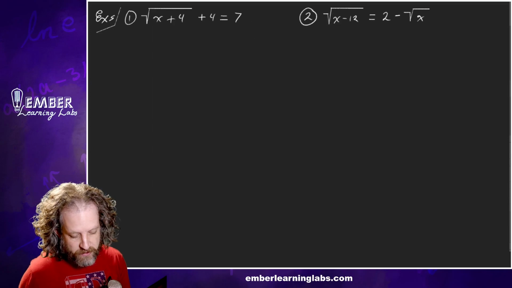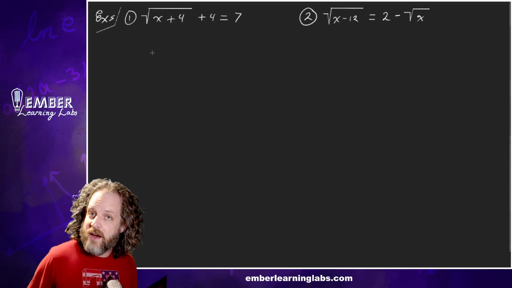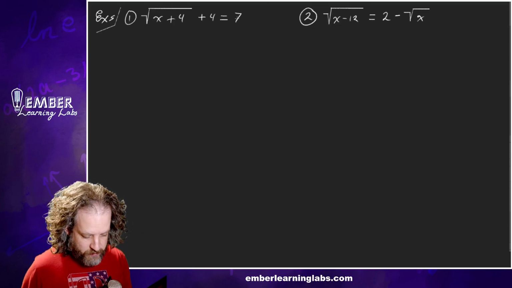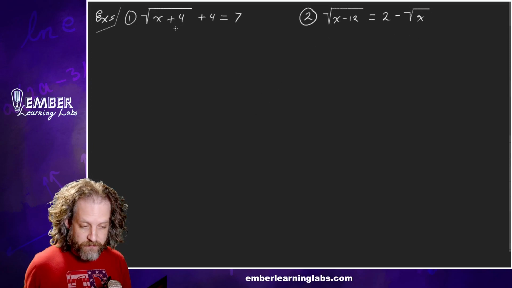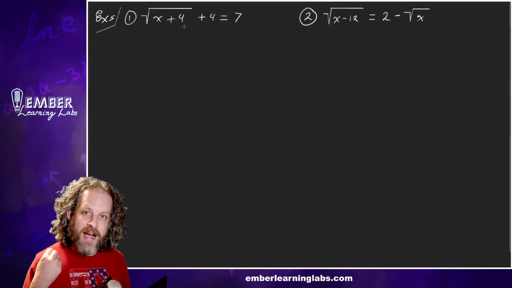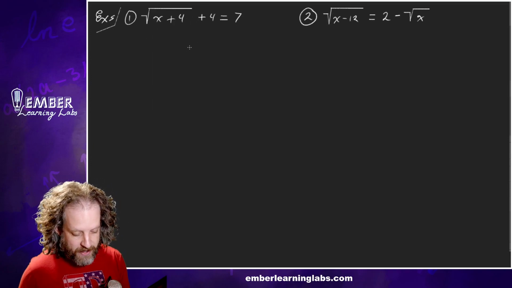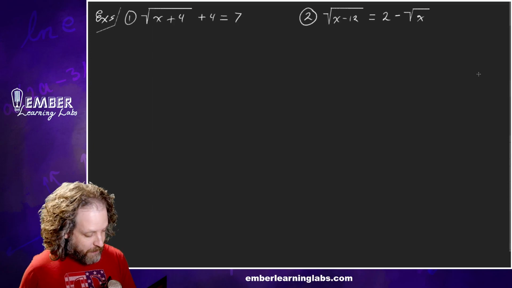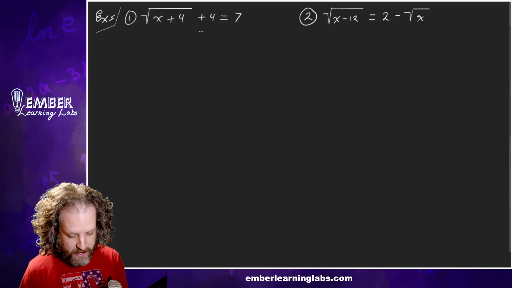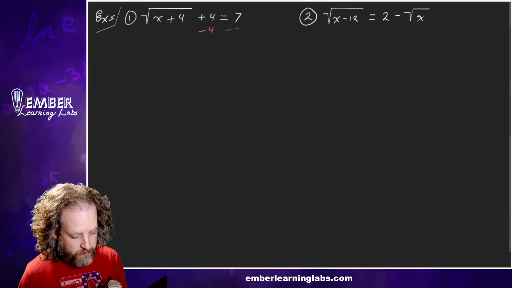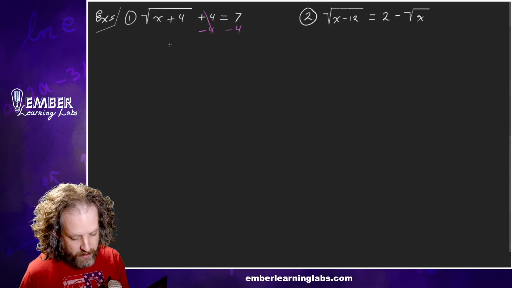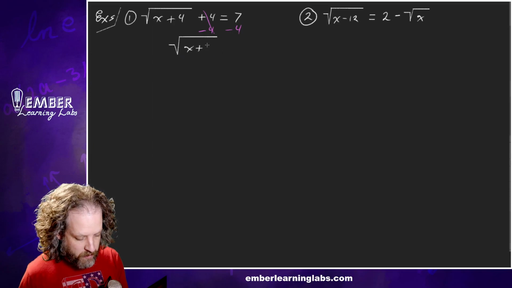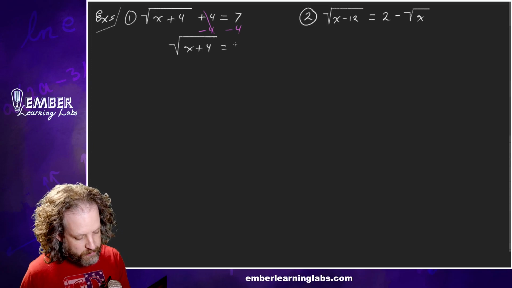So let's solve these two. If you only have one radical, which we do in this problem, not in this one, right? We got 1, 2 over there. The first thing we want to do, if we only have one, is isolate that radical. So we need to solve for the radical. We need to get rid of this 4. How do we get rid of that 4? Well, we subtract 4 from both sides. That cancels, leaving us with the square root of x plus 4 over here equal to 3 over there.